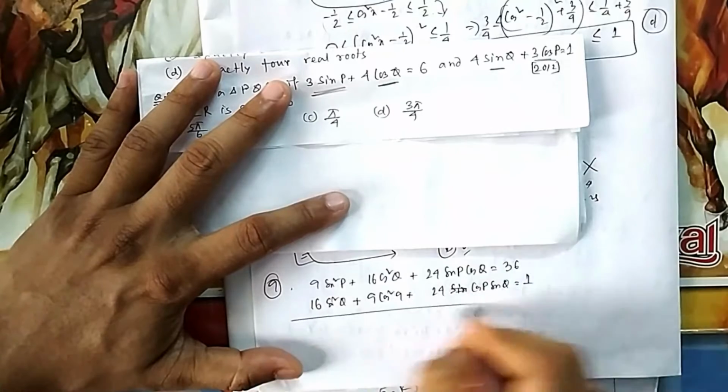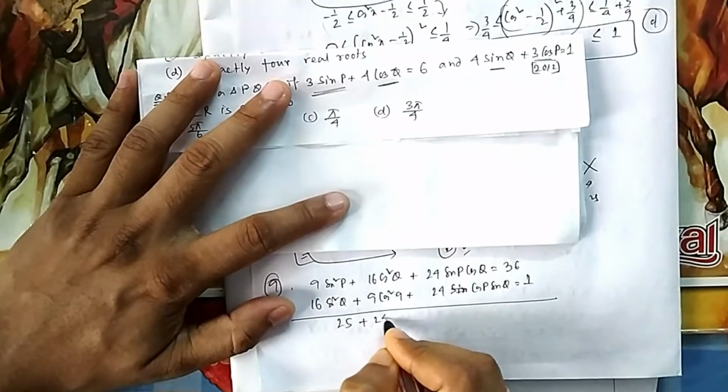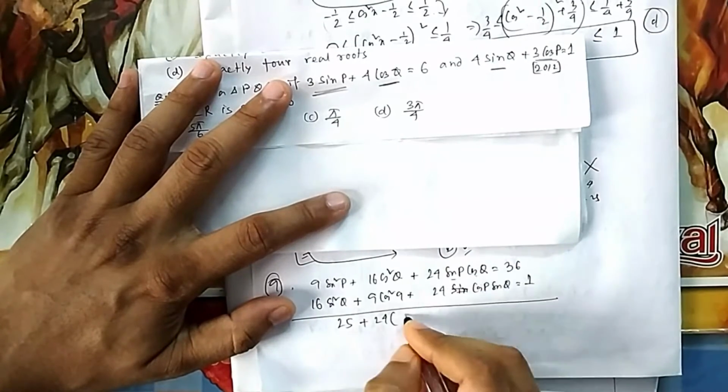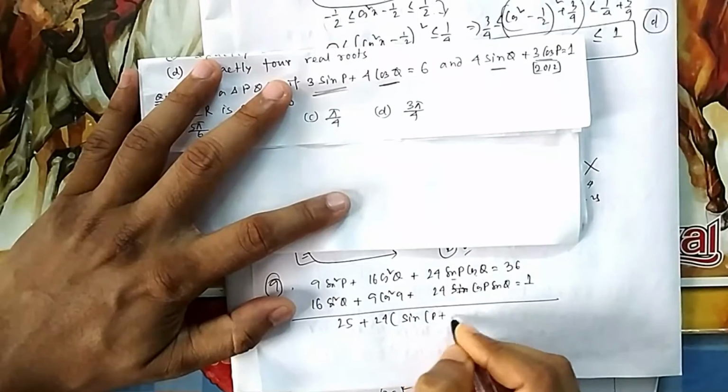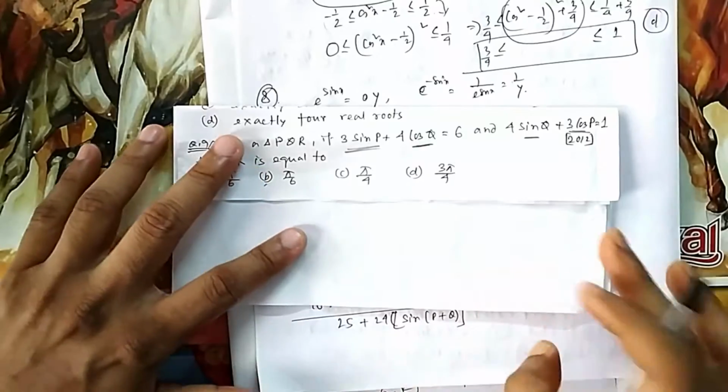So now if you add it, these two will give you 16, these two will give you 9. That is 16 plus 9, 25. And if you take this one, you see, sin A cos B plus cos A sin B, that is sin(A plus B). So you will get P plus Q. Once you know P plus Q, because it is a triangle, you can find R easily.